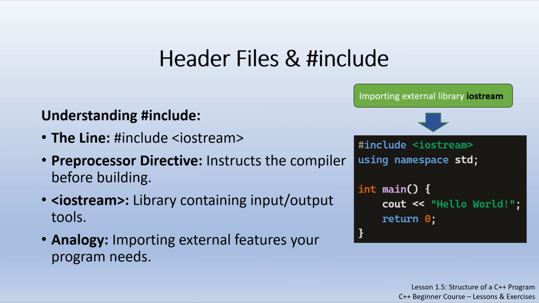At the top of almost every C++ program, you'll see a line starting with the hash symbol, include iostream. This is called a preprocessor directive. It tells the compiler to grab code from an external library file before it starts compiling your program. Specifically, iostream contains the tools for input and output, which allows us to print text to the screen. Think of #include as importing the tools you need into your workspace.